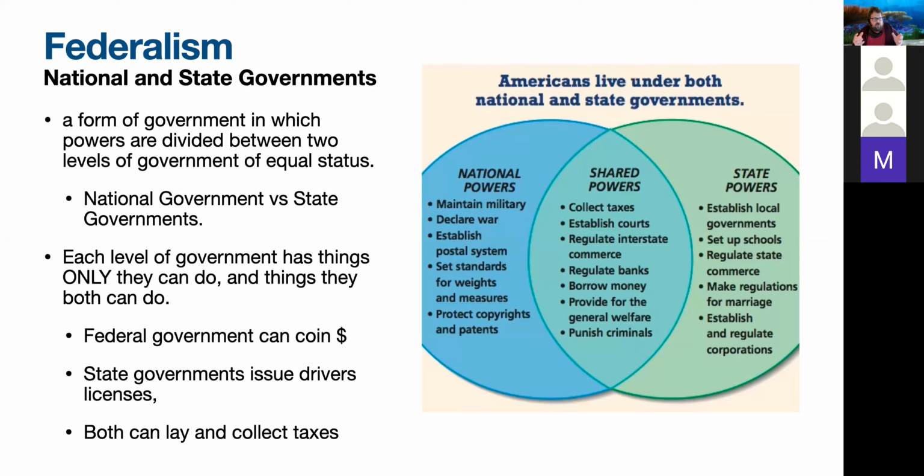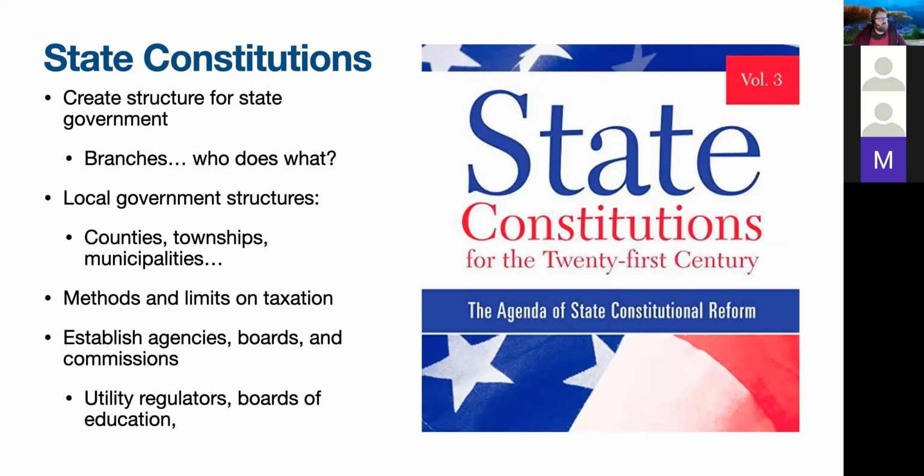Another one, the federal government's the only one that can coin money. There are no Montana dollars. That doesn't work. State governments are the only ones that issue driver's licenses. There is no U.S. government driver's license. There is a Montana driver's license, there's a New York driver's license, etc. And then they can both collect taxes.